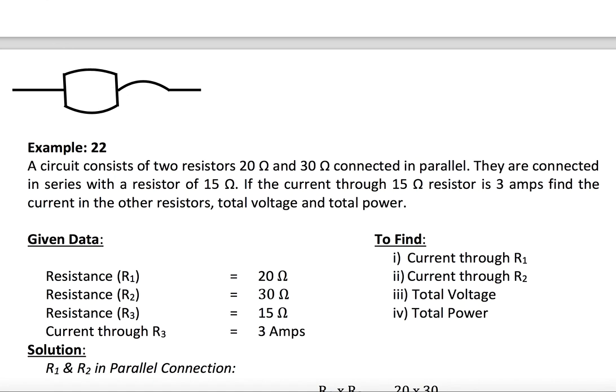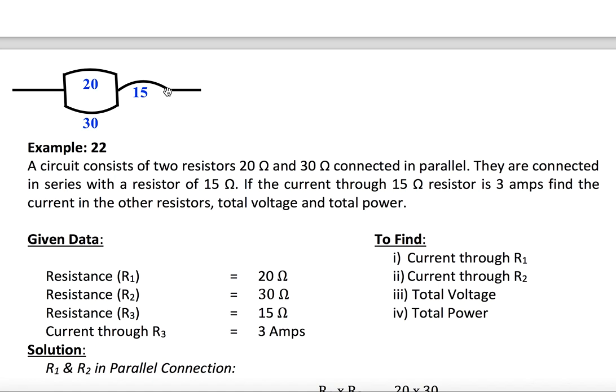Put the values together at the proper places. 20, 30. This is going to be 30. And what else is 15? 15. Okay, they are connected. Find the current in other resistors, total voltage and total power.